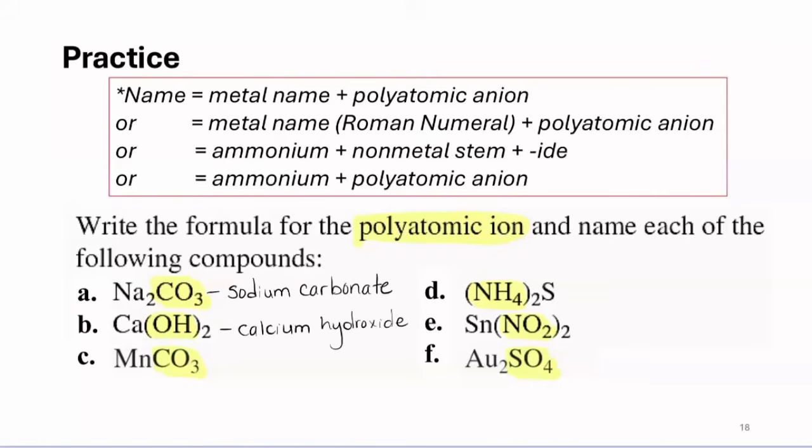Let's now move on to letter C. In letter C, I have MnCO3. Mn refers to manganese. Manganese is one of those metal names that require a Roman numeral because manganese is a transition metal. So I'm going to break this chemical formula into its corresponding ions. I see that there's not a number next to the Mn, or there is a number outside parentheses of CO3.